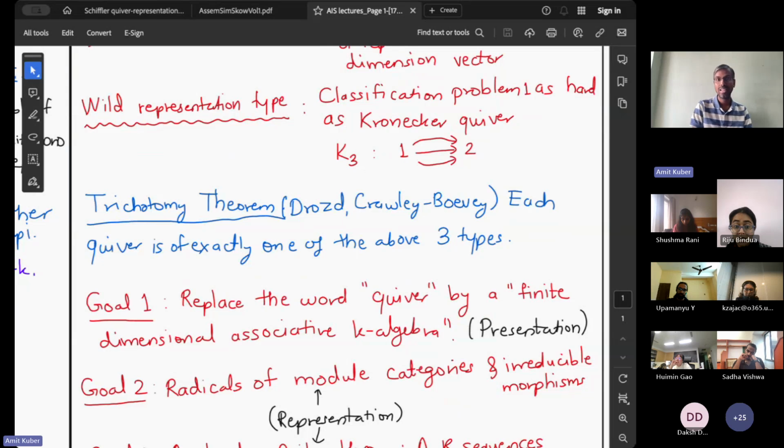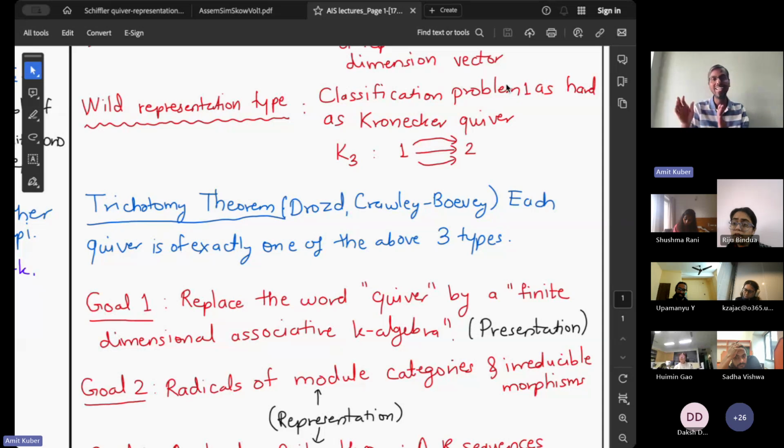Quivers with something called relations. We will define that as well. So bound quivers are presentations for all finite dimensional associative algebras. Quivers are actually a diagrammatic way of encoding the generators and relations. So that's why I'm emphasizing the word presentation.